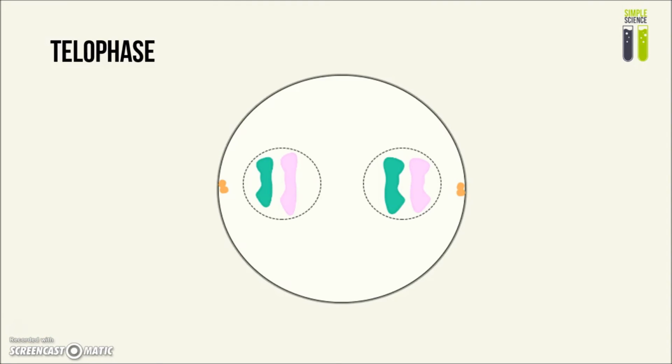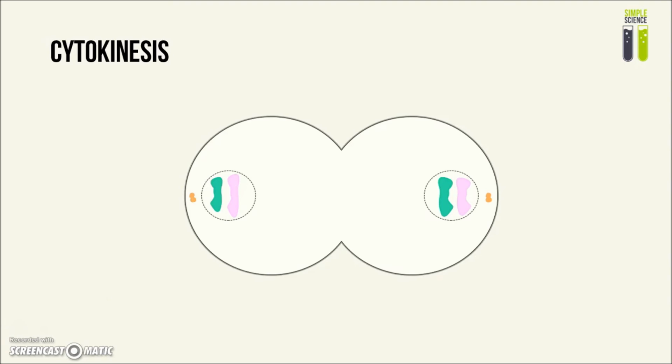The final stage of mitosis, or telophase, is where 2 new nuclear membranes form around the 2 new sets of chromosomes, and also the spindle fibers disappear. After mitosis occurs, cytokinesis occurs. This is when the cytoplasm divides into 2 roughly equal parts, and as a result of this division, 2 daughter cells that are genetically identical to the original cell are formed.